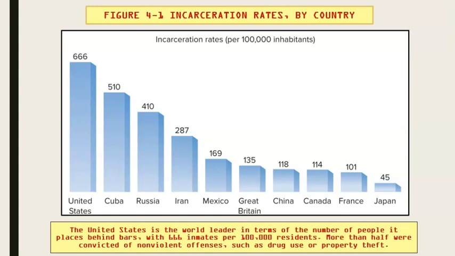But it says the United States is the world leader in terms of the number of people it places behind bars, with 666 inmates per 100,000 residents. More than half were convicted of nonviolent offenses such as drug use or property theft. And I don't know if you've ever heard of the term recidivist, but that's a repeat offender. So once one starts going in, unfortunately, they will probably go back. So there's been a lot of studies conducted as to what would prevent these individuals from becoming recidivists.